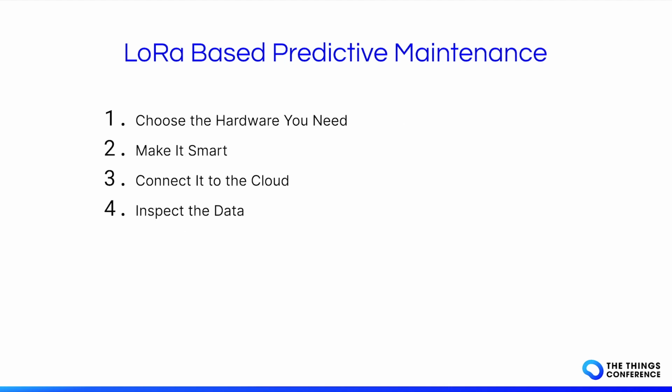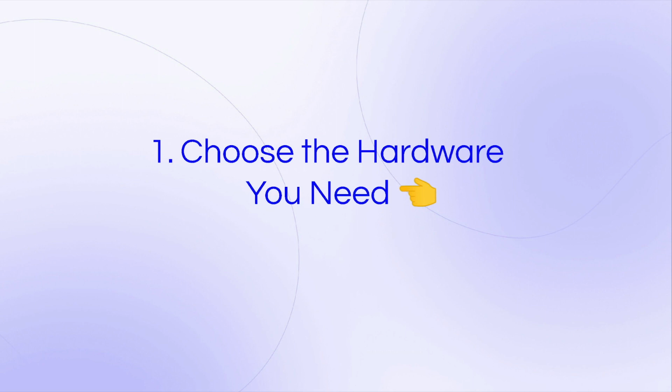To implement a LoRa-based predictive maintenance solution, there are 4 steps involved. First, you need to choose the hardware you need for your solution. Second, you will have to make it smart so it detects what it needs to detect. Third, you will have to connect it to the cloud so the data is available anywhere. And 4, you will have to inspect the data and act upon it. First, you choose the hardware you need.